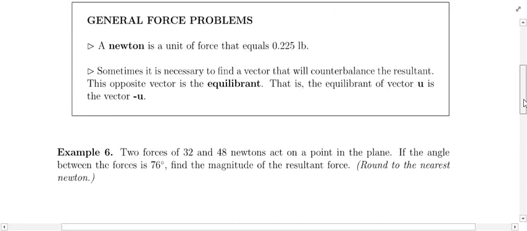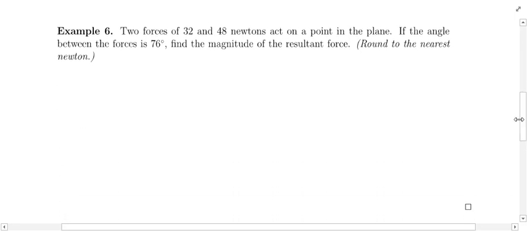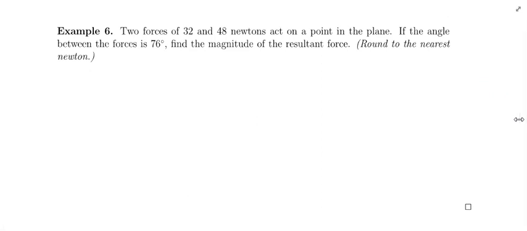So example 6 says two forces of 32 and 48 newtons act on a point in the plane. If the angle between the two forces is 76 degrees, find the magnitude of the resultant force. Round to the nearest newton. All right, so it really does help with any word problem to draw it out.